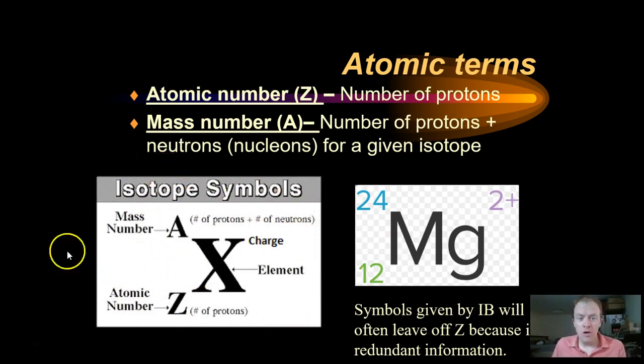It's pretty easy, but from these symbols you can always determine the number of protons, electrons, and neutrons. And here's a real one: this is magnesium, mass number 24, and atomic number 12. And this one has a charge of +2. So if there is a charge, it'll be up there. Sometimes in the IB world, I think actually more often than not, they won't have this number here because it's redundant information. The reason is that magnesium always has 12 protons, so that doesn't need to be put down there once we have the symbol.